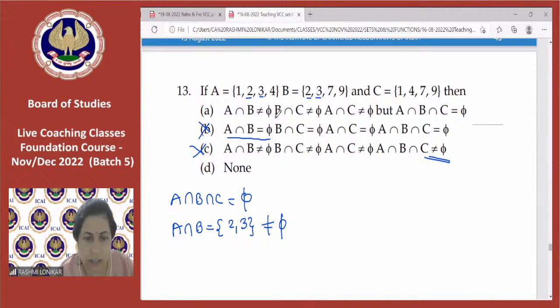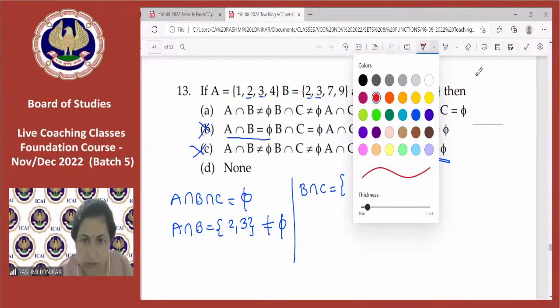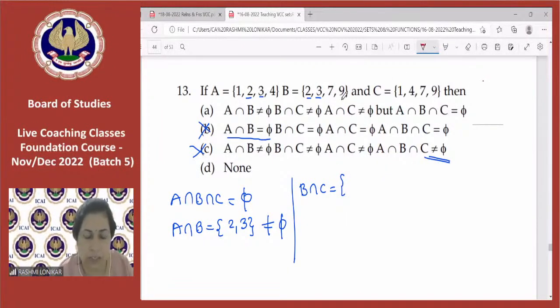So for that, let me go to the next. That is B intersection C. Let us see. Are there any numbers? Let me take another color so that you can see. We are now trying to find out B intersection C. Are there any numbers which are common to B and C? 2, 3, no. 7, yes. I can see 7 here also and I can see 7 here also. 9 in B also and 9 in C also. So 7 and 9. So I can see that this is also not a null set.